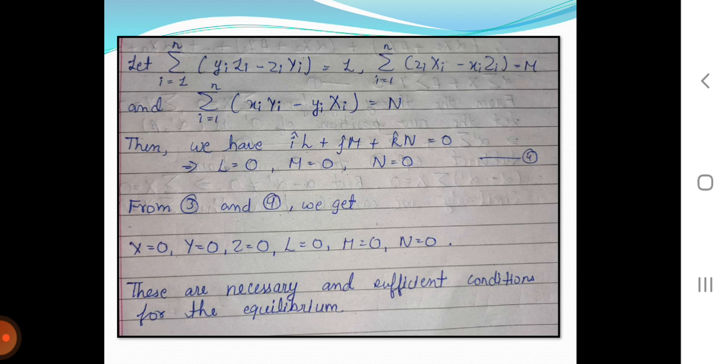From this we can conclude that L is equal to 0, M is equal to 0 and N is equal to 0. From equations 3 and 4 we get X is equal to 0, Y is equal to 0, Z is equal to 0, L is equal to 0, M is equal to 0 and N is equal to 0. These are the necessary and sufficient conditions for the equilibrium.